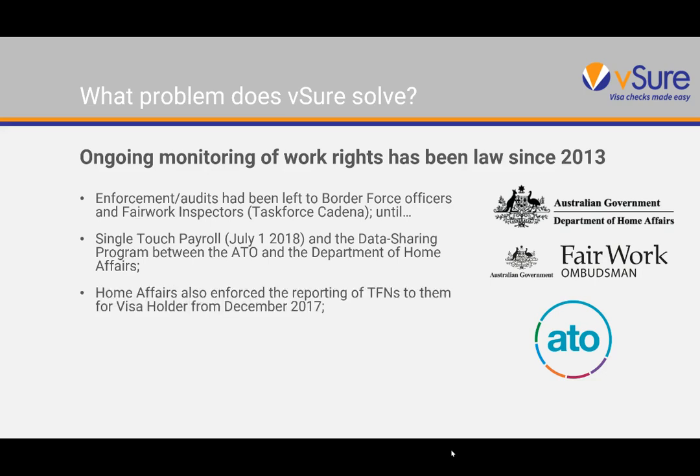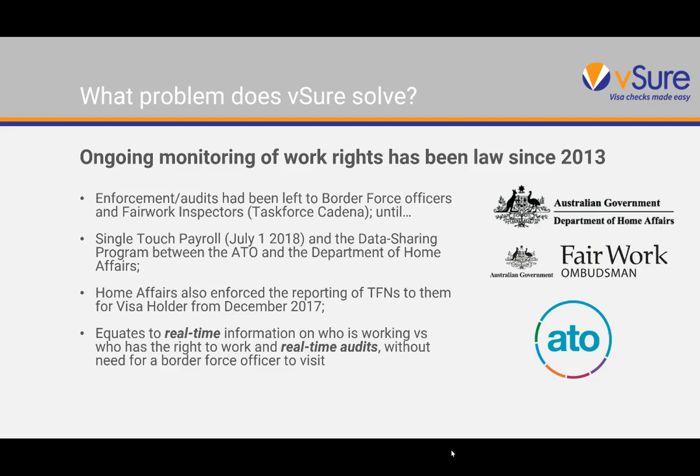Home Affairs has been collecting the tax file number of every visa holder in Australia since December 2017. And the reason that they have done that is for the introduction of Single Touch Payroll. They are then able to cross-match the data that they receive from the ATO against the work rights database to see who's working in breach of their visa conditions. They have an almost real-time audit process now in place to ensure that your workforce isn't working in breach of its visa conditions. So given that the Home Affairs Department has that capability, the question for you is, are you on top of your work rights?